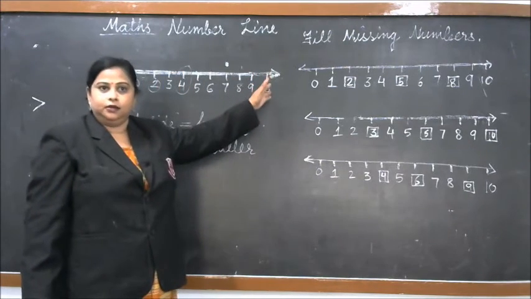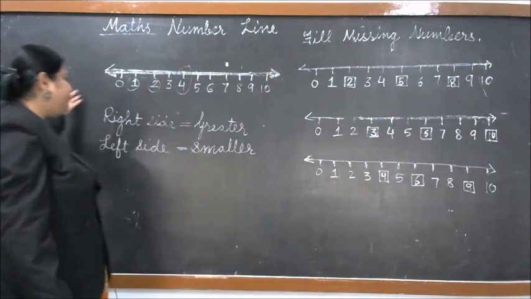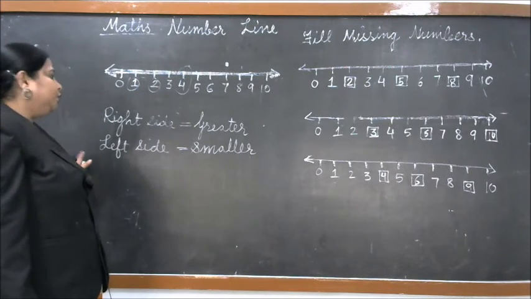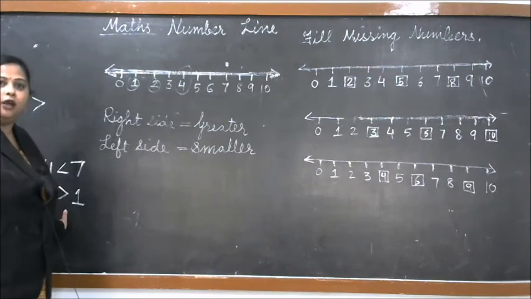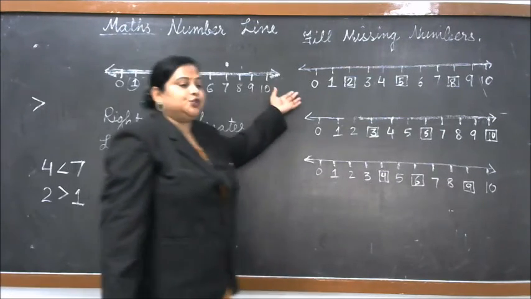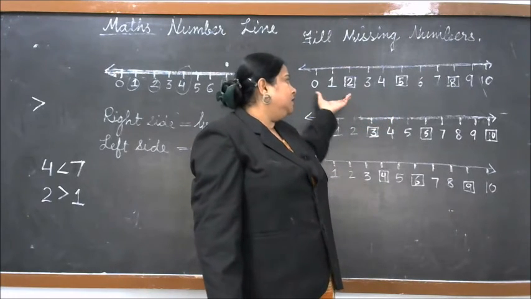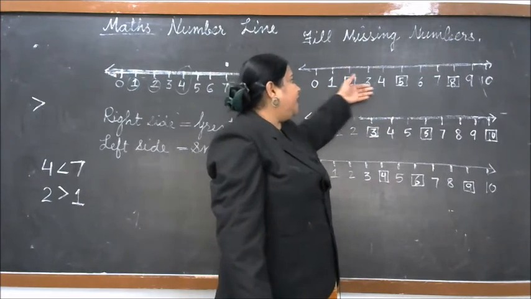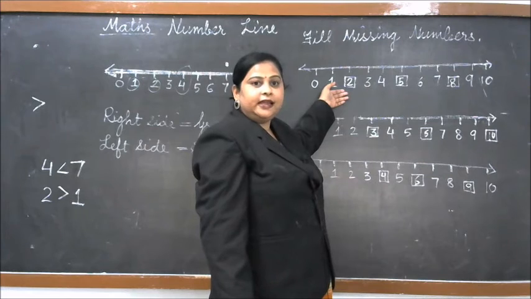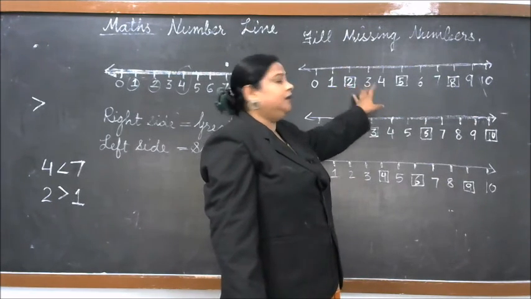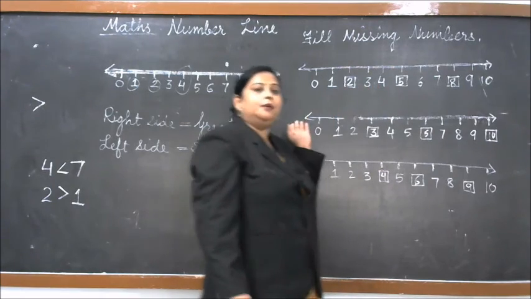So, I hope you understand the number line and the concept that on the right side the numbers are always greater, and on the left side the numbers are always smaller. In that you have to put the sign of greater and smaller, right? And you also learn the after and before number concept, because if we write the numbers in the missing blocks, then you can get the numbers which come after and which come before.